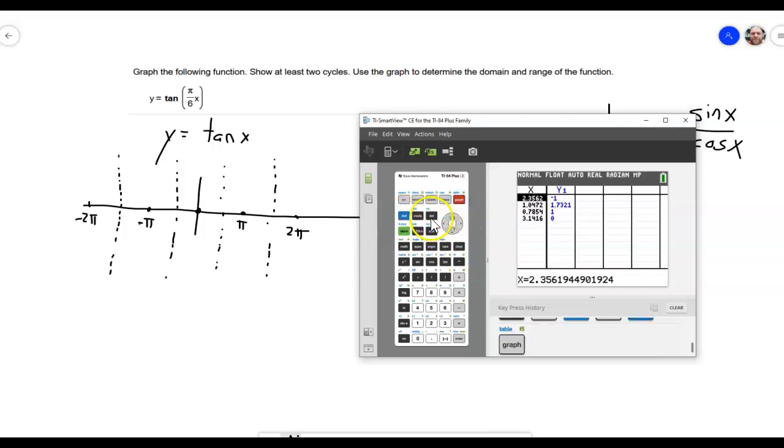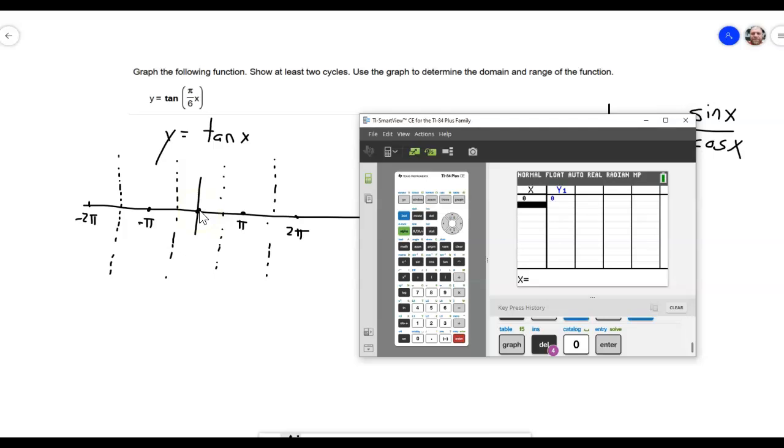Here's my table. I'll delete this out here, that was from something else. And I'm going to put in values. Well, I know if I put in a 0, I should get a 0, because I know it intersects right there.